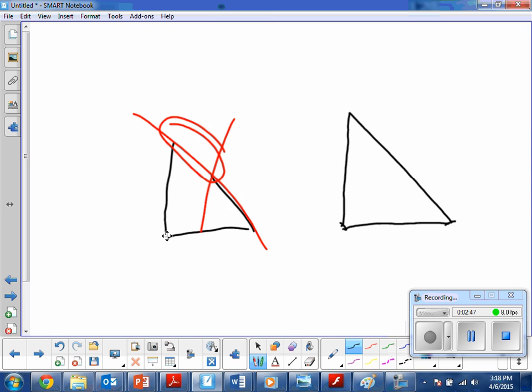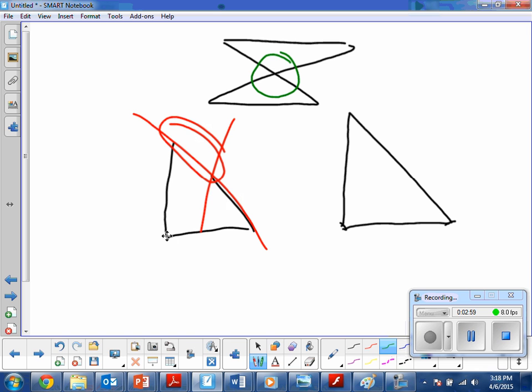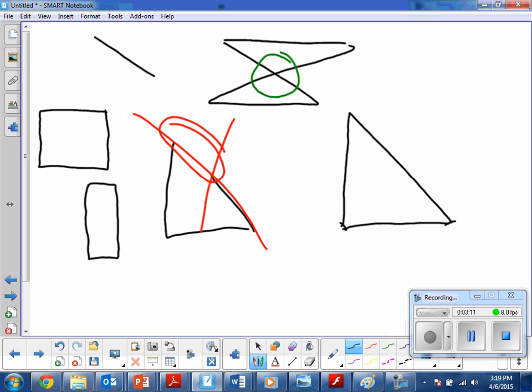A polygon also is not allowed to have its sides crossed. This is not a polygon, because if you notice right here, my sides are crossing. It is not a polygon because its sides cross. Some polygons that we know of are squares, rectangles, triangles, but I'm going to ask you this question.